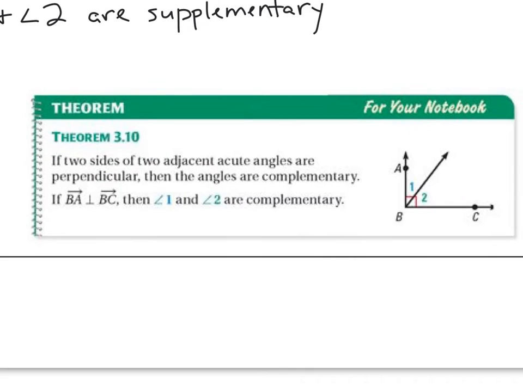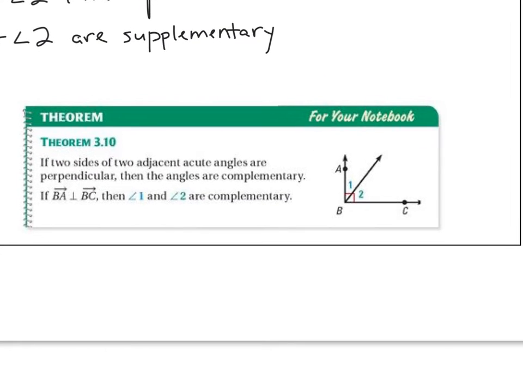Okay, and if you weren't tired of theorems yet, here's theorem 3.10. If two sides of two adjacent acute angles are perpendicular, then the angles are complementary. Again, this line is intersecting this line, and that's perpendicular. Basically, that means that you have a 90-degree angle here, and two angles that add up to 90 degrees are said to be complementary. So that's just simply what they're trying to get across to you here, is that if you have two angles inside of perpendicular lines, then they are complementary.